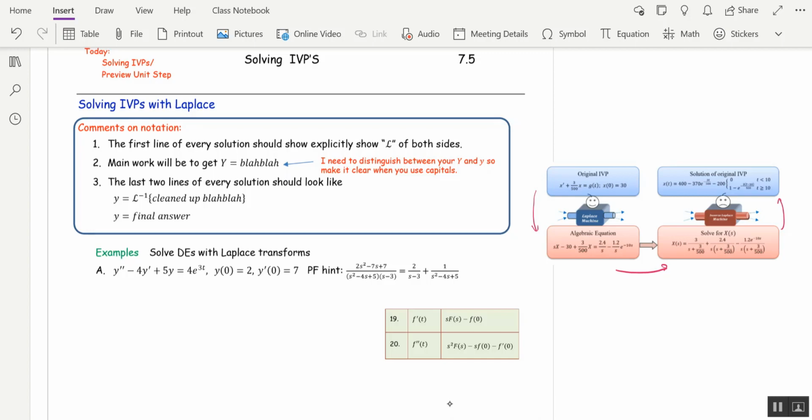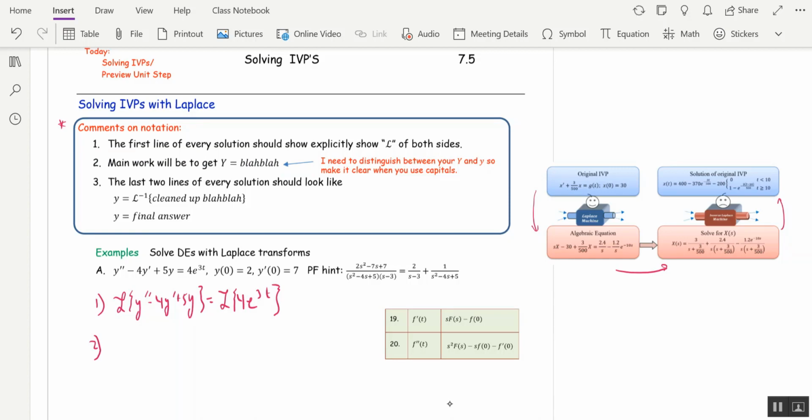As you can see here, comments on notation: the first step of every solution should start by taking L of both sides. So let's do that down here. L of y double prime minus 4y prime plus 5y equals L of 4e to the 3t. The second step is to solve for big Y.